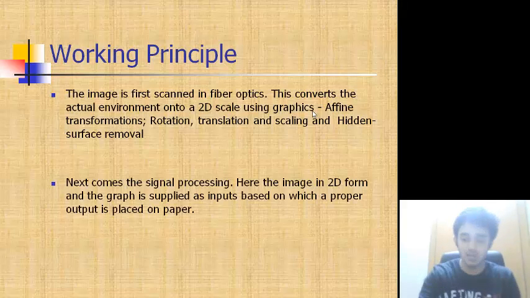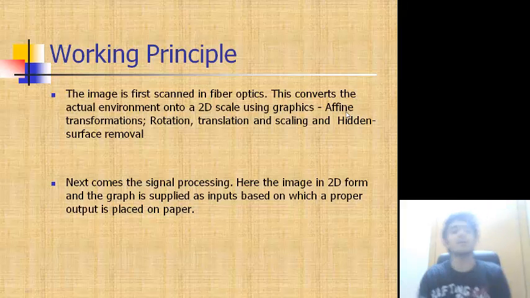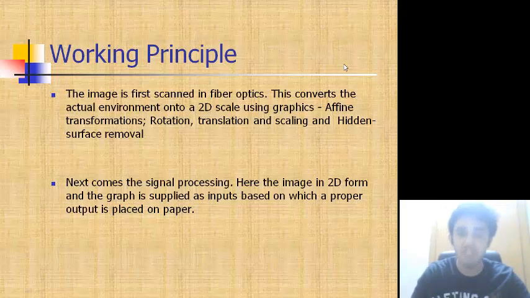There are just two processes. The image is first scanned in the fiber optics. This is nothing but scanning the environment beforehand, before conversion into the heat image. This uses all the computer graphics knowledge that we have learned so far, which is affine transformations, rotation, translation, scaling, and hidden surface removal. Let me give a brief definition of what these are.